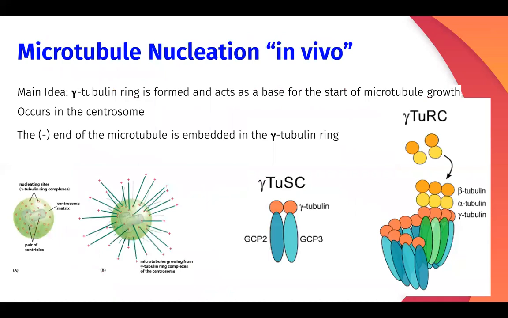So microtubule nucleation in vivo, again, in vivo in life. So these are in living cells or natural cells, not in the lab. So the main idea is these gamma tubulin rings are formed and act as the base to start microtubule growth. And this occurs at the centrosome.